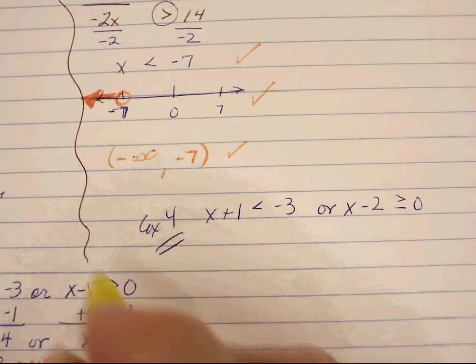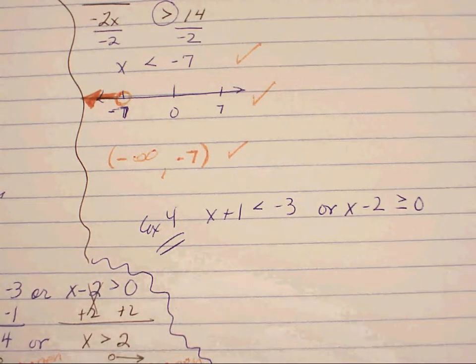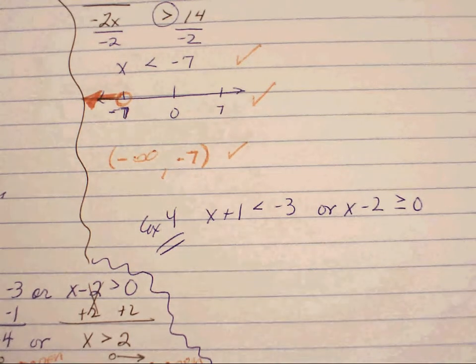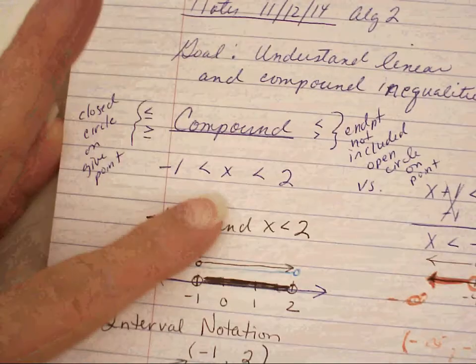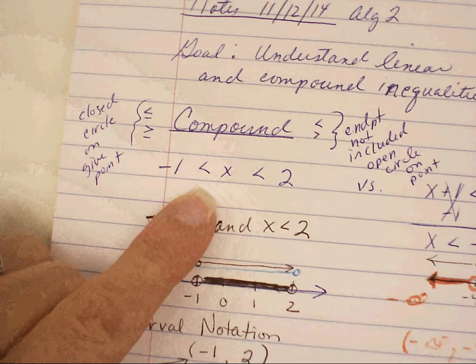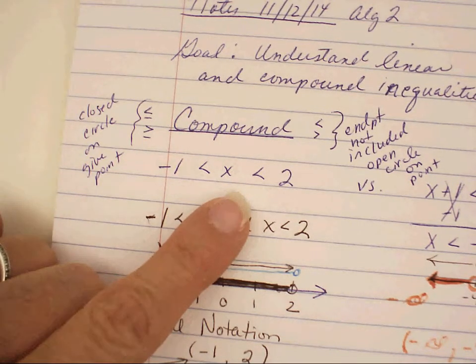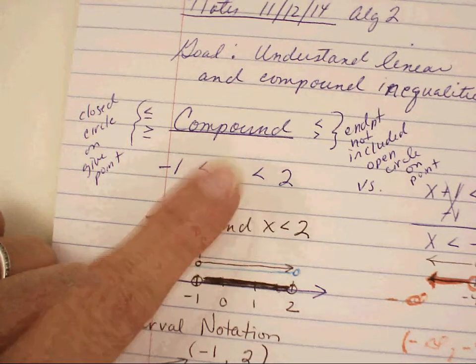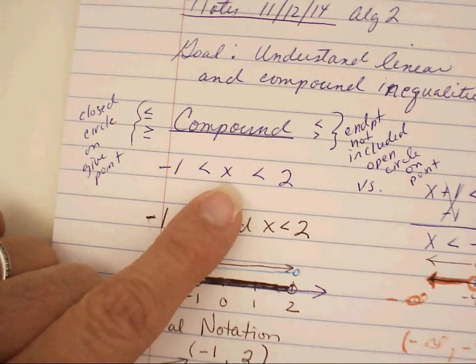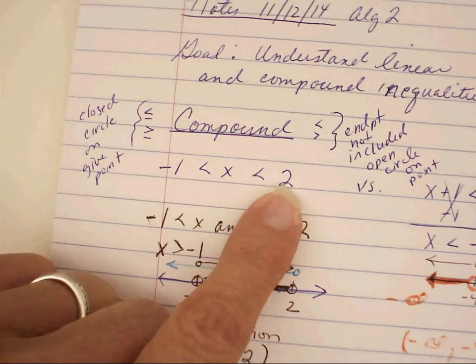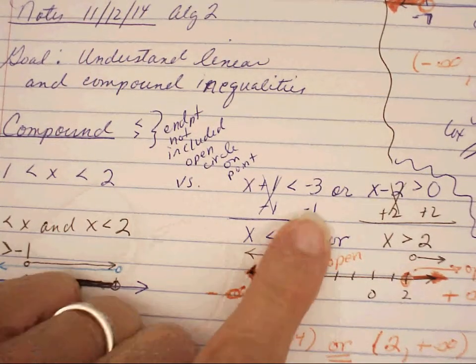Example 4. X plus 1 is less than -3, or x minus 2 is greater than or equal to 0. First decision, is there one inequality sign or 2? 2. What does the word or give away? It's an or problem. If you noticed over here, was there any words? Could this be an or problem?